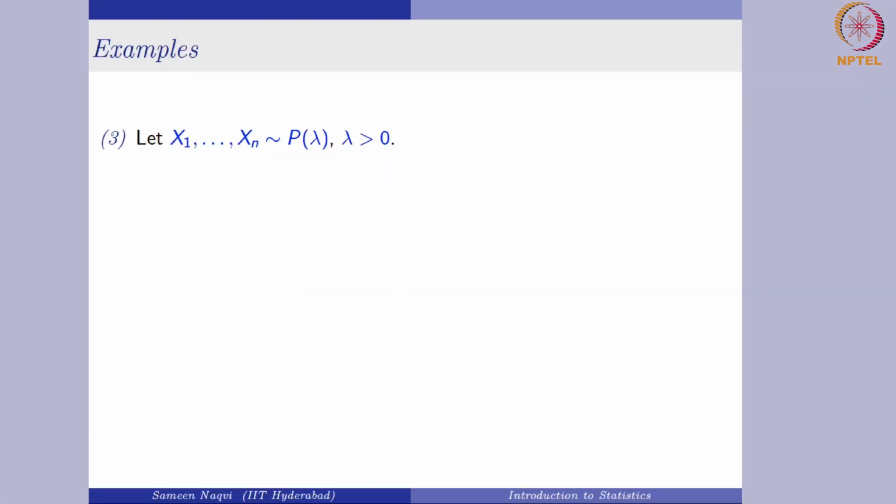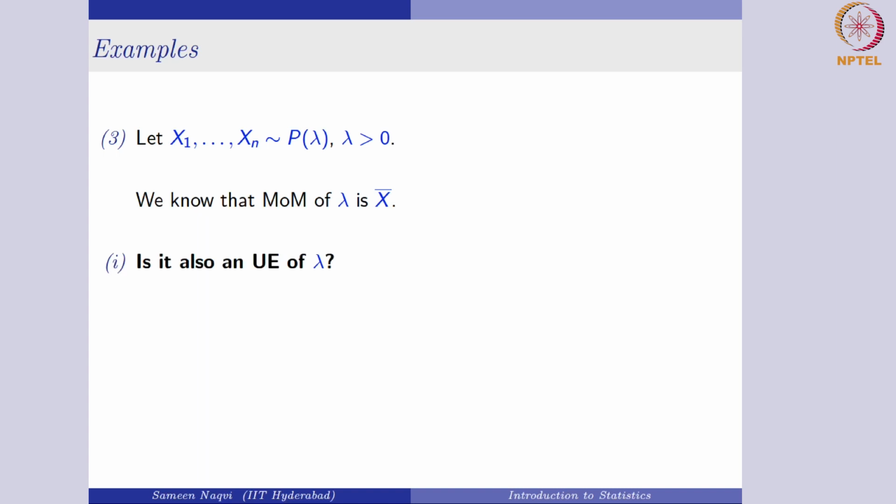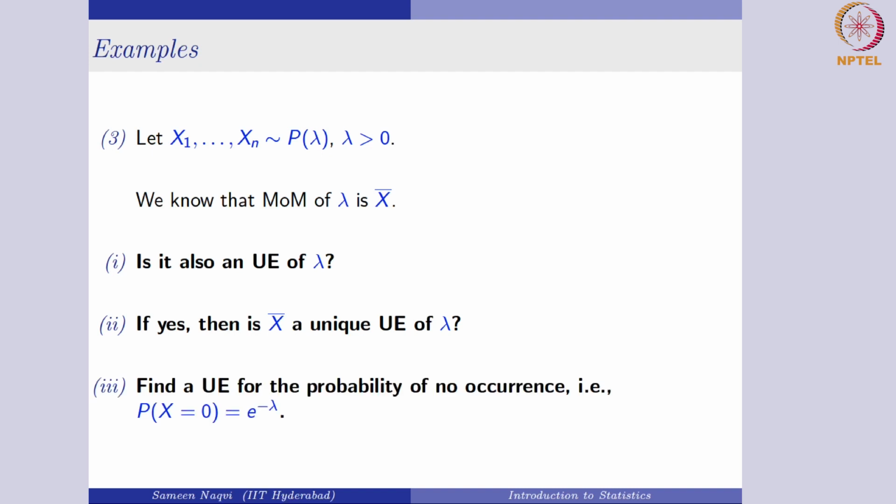So now let us look at the third example, which says that if you have a random sample coming from a Poisson distribution with parameter lambda, and we saw that the method of moment estimator in this case came out to be the sample mean. Now we are interested to check whether it is an unbiased estimator for lambda or not, and if it is, then is it a unique unbiased estimator, or are there more unbiased estimators. And finally, we are also interested to see what will be the unbiased estimator for the probability of no occurrence. So let us answer this.